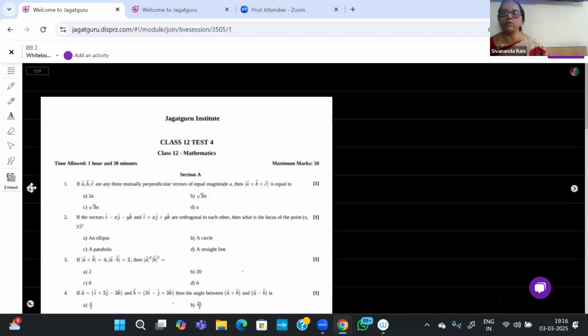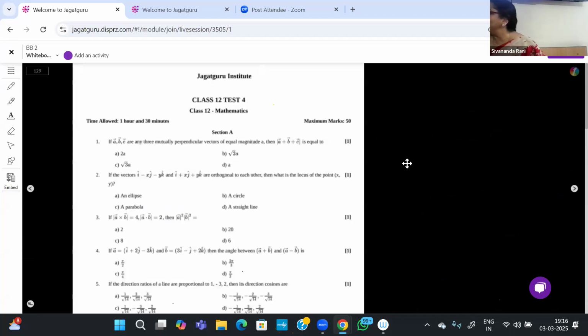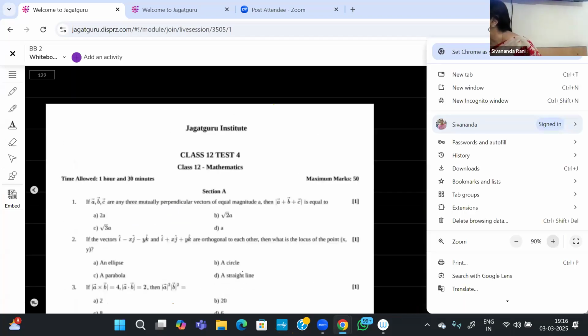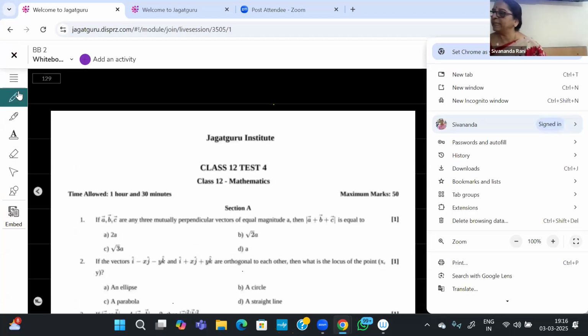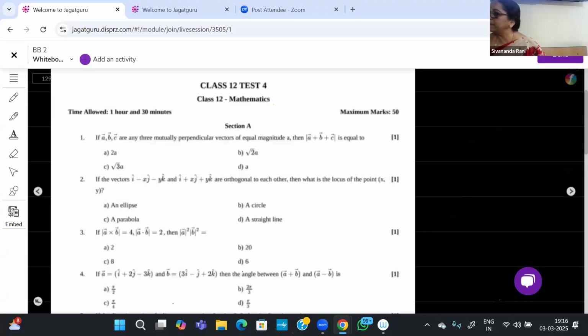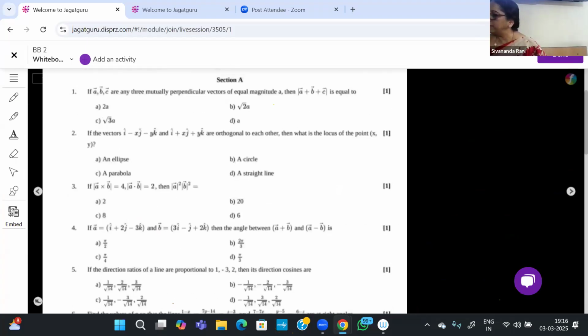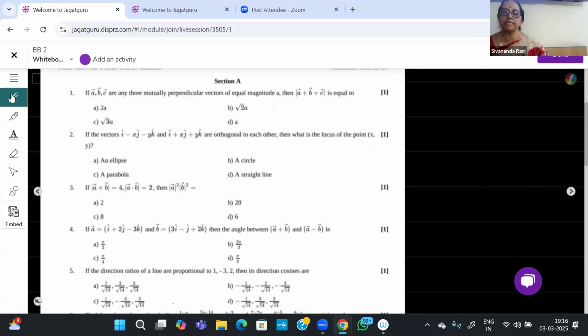Shall we start from MCQs or from case study? MCQs, okay. Finish the first 5. 5 minutes. We're going to do fast and finish this.